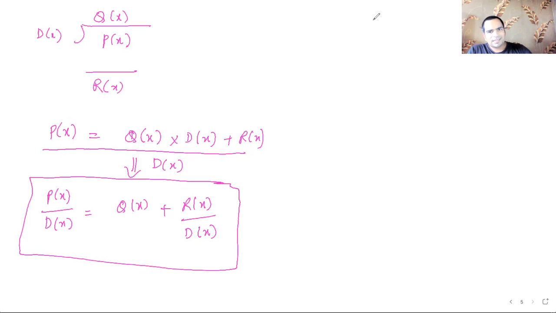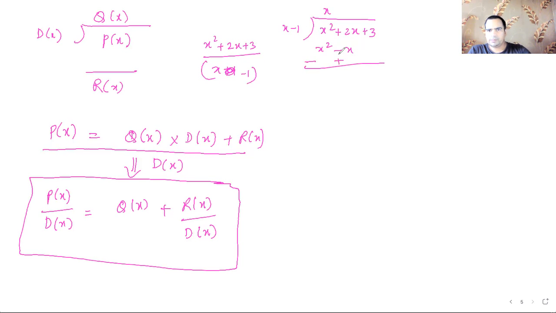Now let us take an example. Suppose I'm dividing x squared plus 2x plus 3 by x minus 1. Here we get x squared minus x. Subtract, this becomes positive, so it becomes 3x plus 3. Then you take positive 3, so you get 3x minus 3. Subtract, this becomes positive, 3 plus 3, 6.